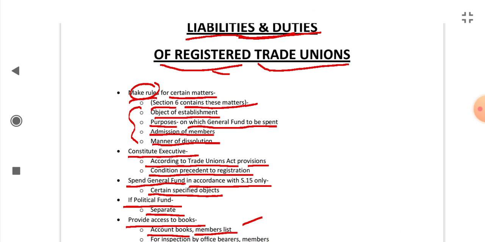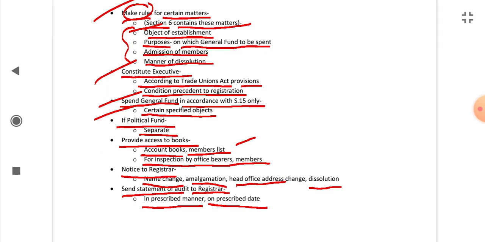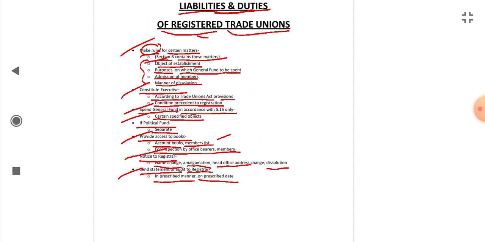So these were the liabilities and duties of a registered trade union. What were these? To make rules for certain matters which are specified in section 6, and next is to constitute executive. Next was to spend general fund in accordance with section 15 only. Next was political fund for political activities, then to provide access to books, then sending notice to registrar for certain matters like name change, amalgamation, head office address change, dissolution, and another one was to send a statement of audit to the registrar. So these were the liabilities and duties of a registered trade union.